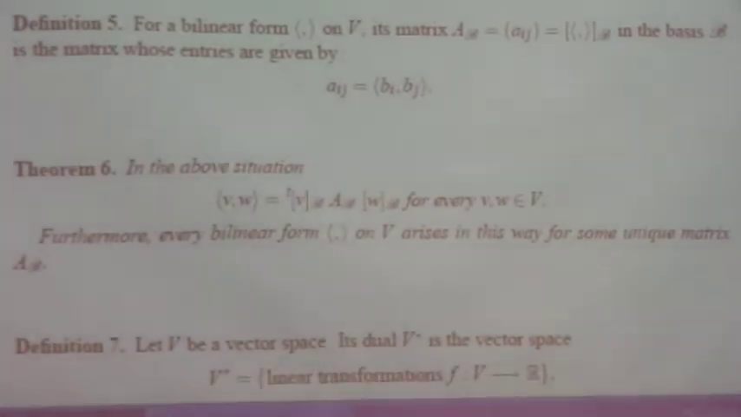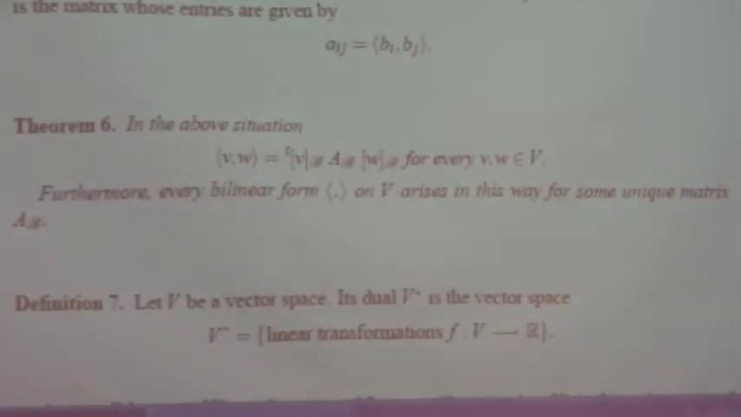Okay, now we want to bring in the dual space. Remember that the dual space of a vector space is the vector space of linear transformations f from V to R. So we're looking at real vector spaces, but in fact, in this talk, nothing would change if we were looking at complex vector spaces. So for simplicity, we'll just consider real vector spaces.